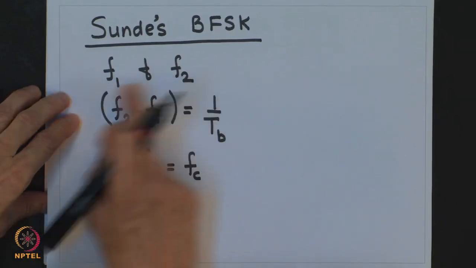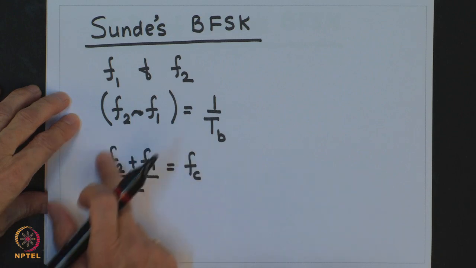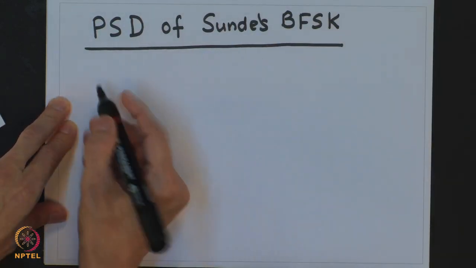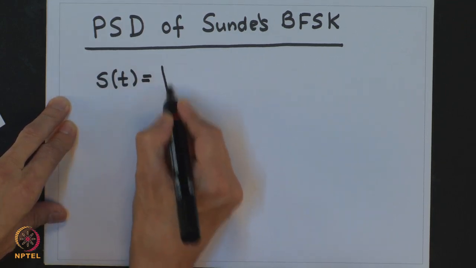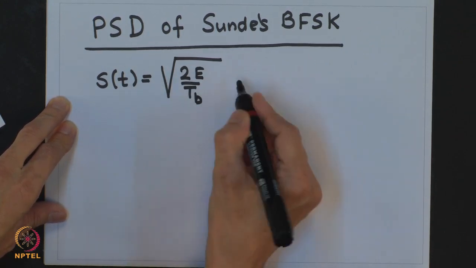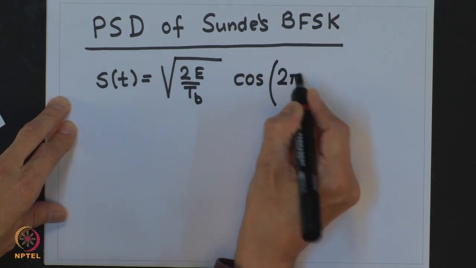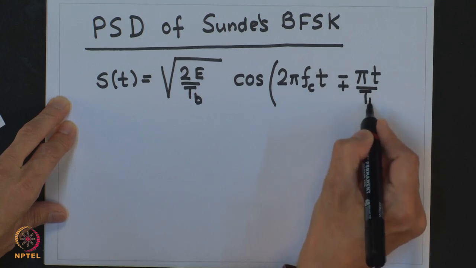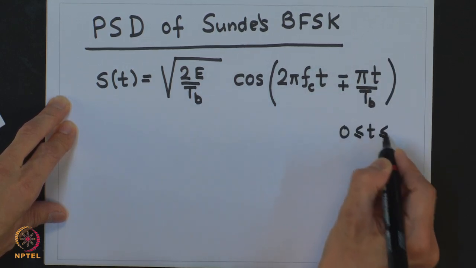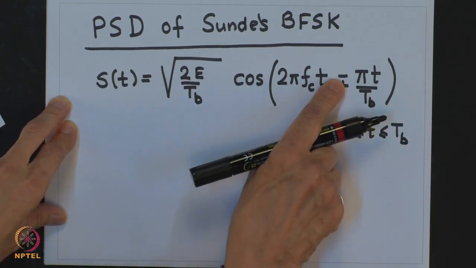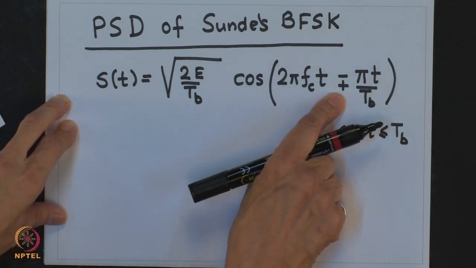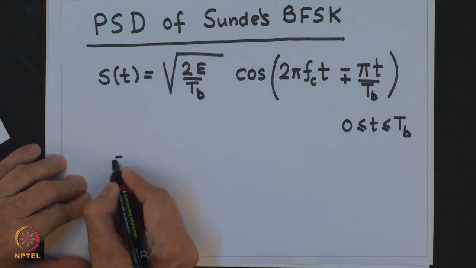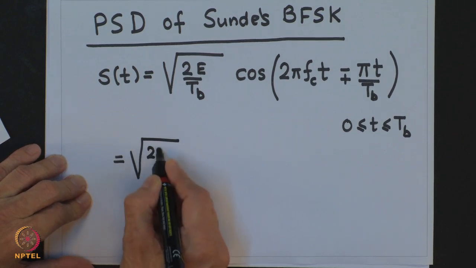Given this information for the choice of f1 and f2, and the average of f1 plus f2 being equal to f_c, we can express this special binary FSK signal as follows. Where, for example, the minus sign could be used for the transmission of symbol 1 and the plus sign could be used for transmission of symbol 0. And using a well known trigonometric identity, we can simplify this to the following expression.